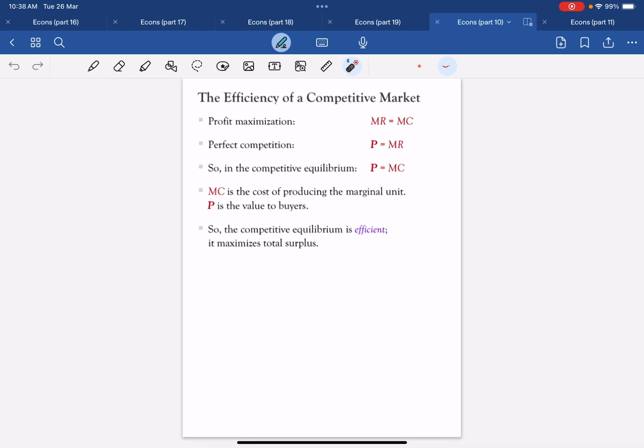So I hope you understand more about perfect competition and how the firm maximizes profit. In the next video, we'll be going through monopoly.